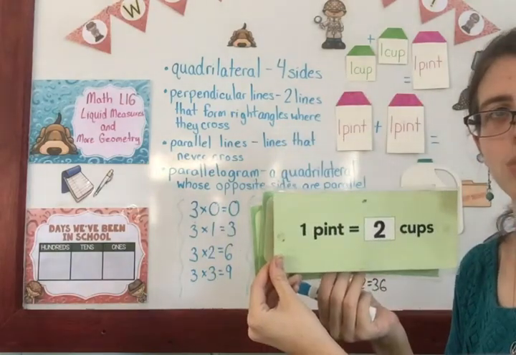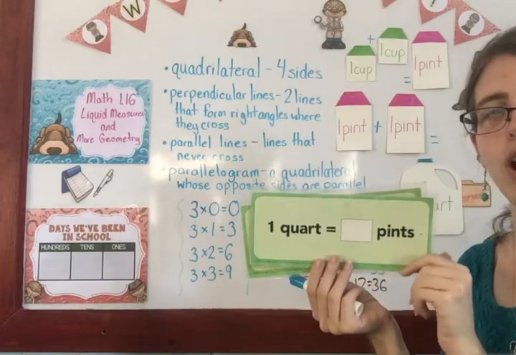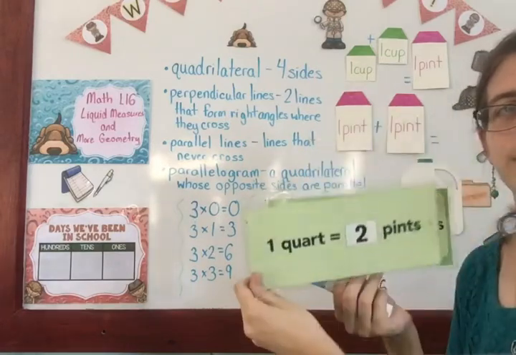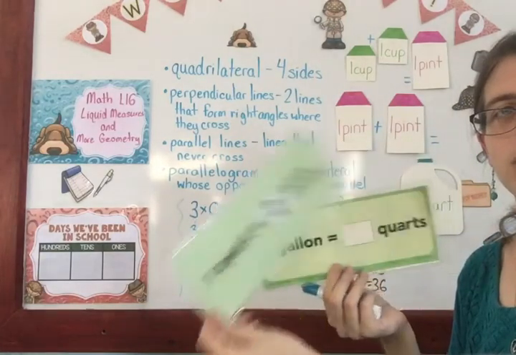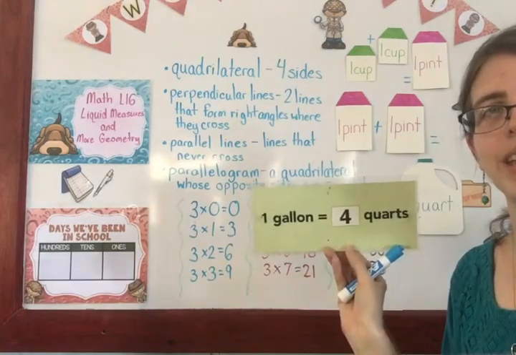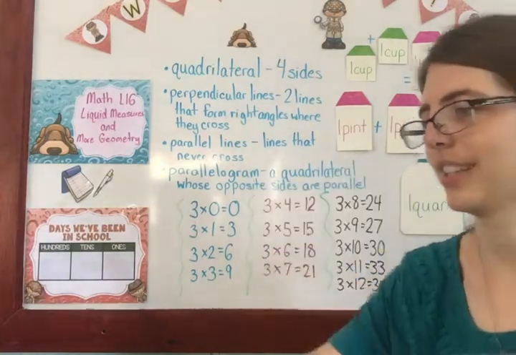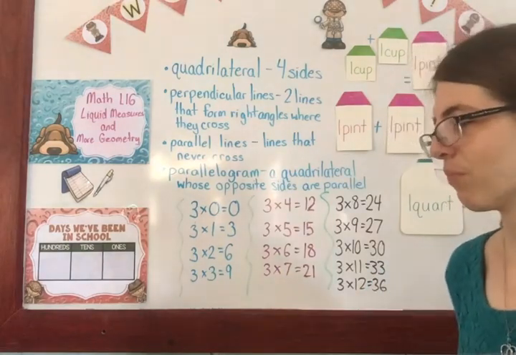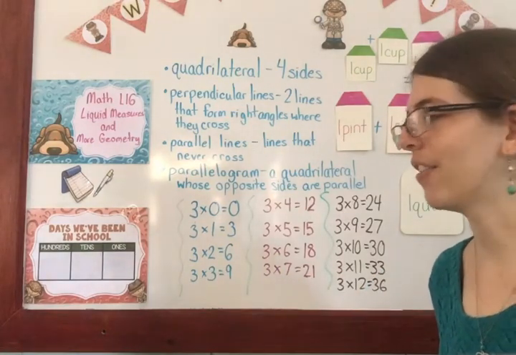So there are 2 cups in a pint. 1 pint equals 2 cups. There are 2 pints in a quart. 1 quart equals 2 pints. And there are 4 quarts in a gallon. 1 gallon equals 4 quarts. Very good. Okay, let's talk now about geometry.